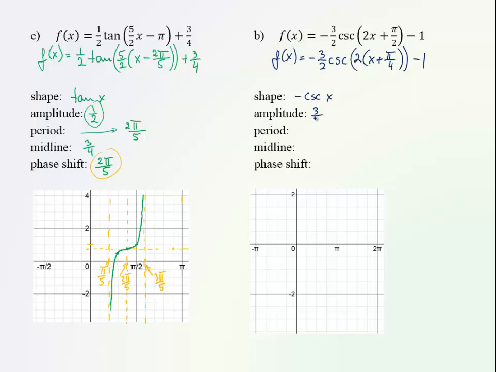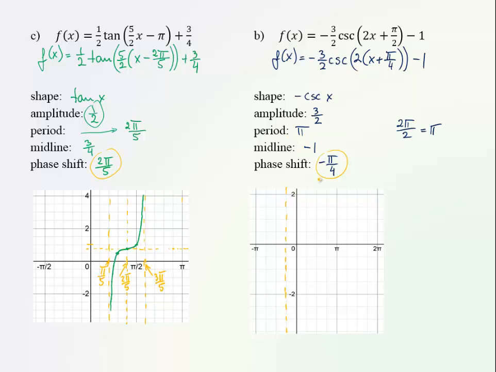Amplitude 3/2. Period, well, cosecant has regular period 2 pi divided by 2, so it's just pi. Period is pi. Midline is exactly at -1. Phase shift is at negative pi quarter. Okay, let's start with the phase shift. Negative pi quarter will work like our previous y-axis for the regular shape of cosecant. So negative pi quarter, here it's this line.